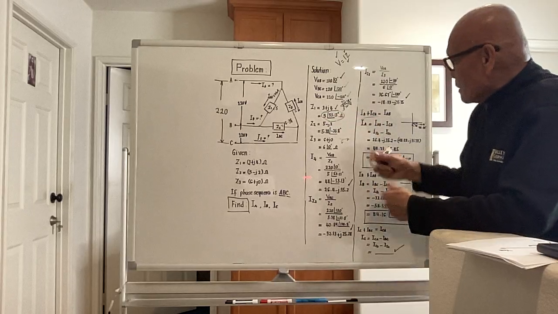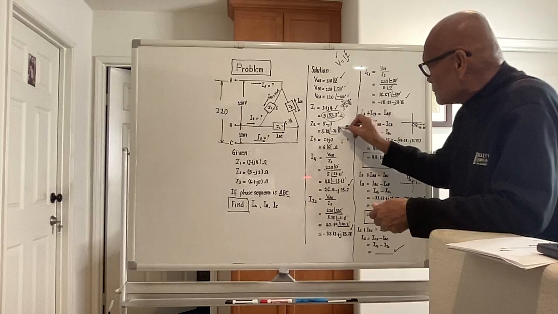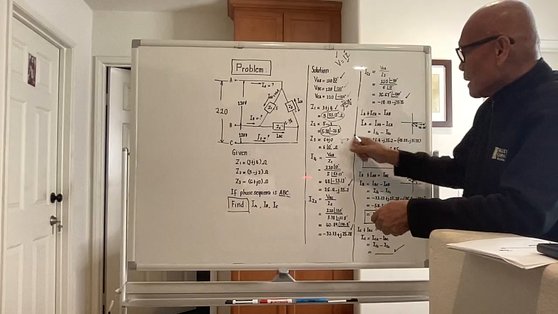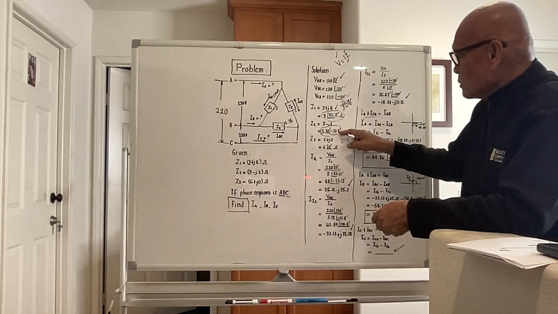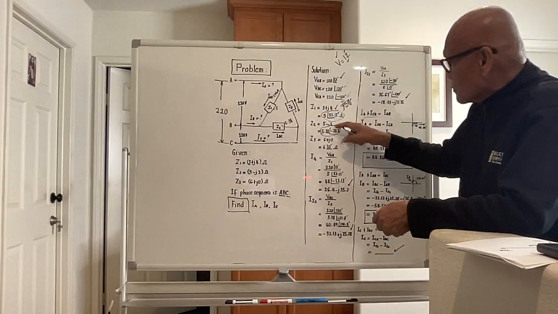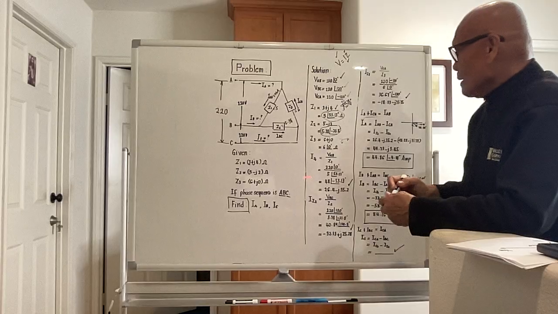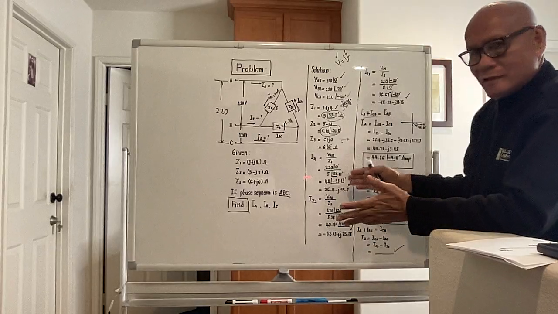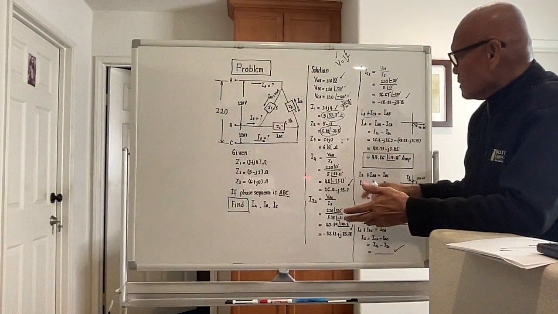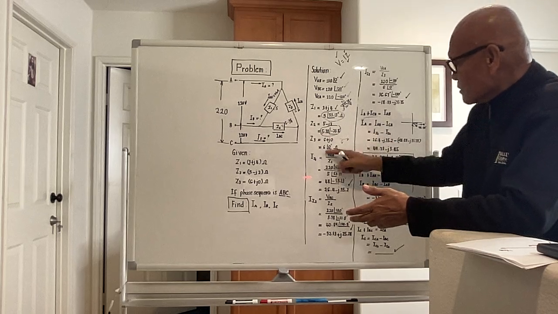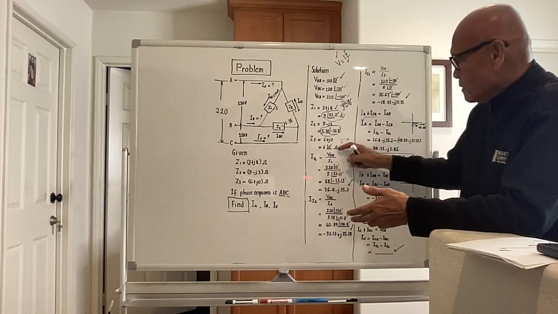Same true with Z2. It will come out 5.38 angle negative 21.8. This is negative because this is minus j2, a capacitive reactance. And for Z3, it's an easy one, 6 plus j0. It's a pure resistance, so the magnitude is 6 and the angle is 0.